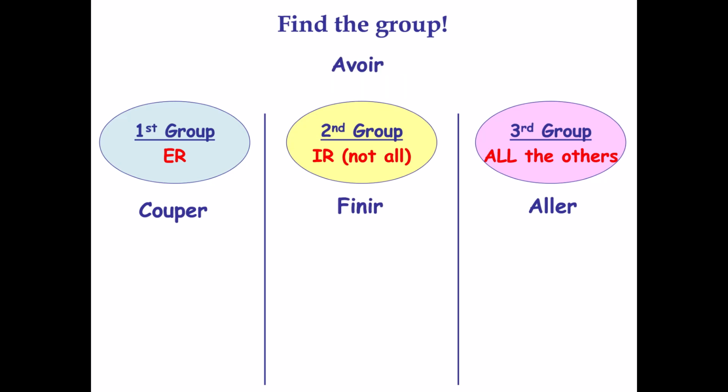Avoir, to have. Avoir ends with OIR. All verbs that do not end with ER or IR belong to group 3. Changer, to change. Changer ends with ER. All verbs ending with ER, except aller, belong to group 1.